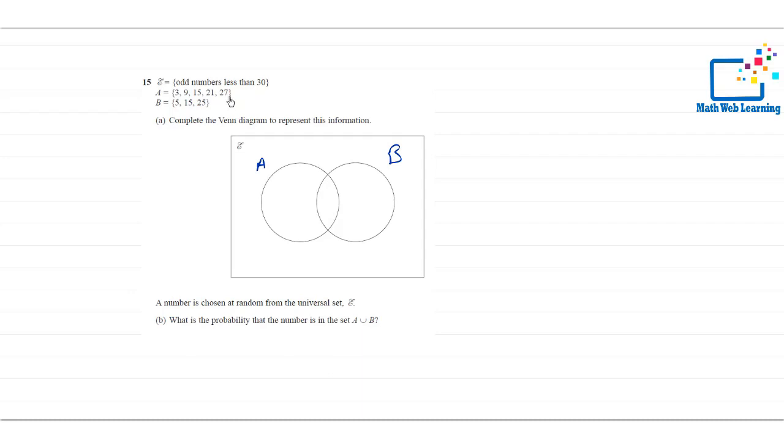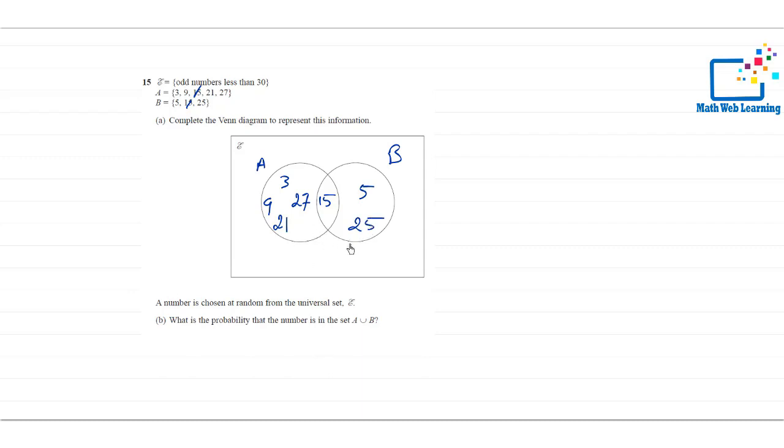So if you look at the set here and this here, the only common number is 15. So you need to write it down. Go ahead and cross it. All right, and then place the numbers in A and B respectively. So let's do that. 3, 9, 21 and 27. Right, 5 and 25.